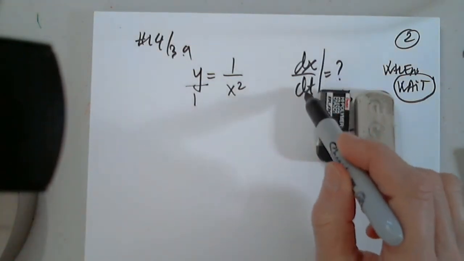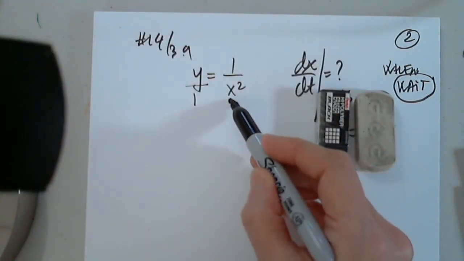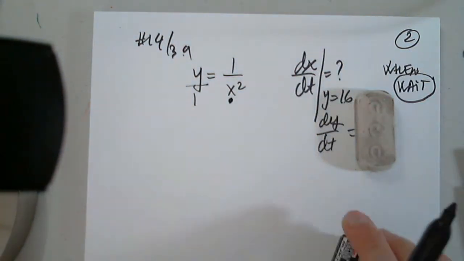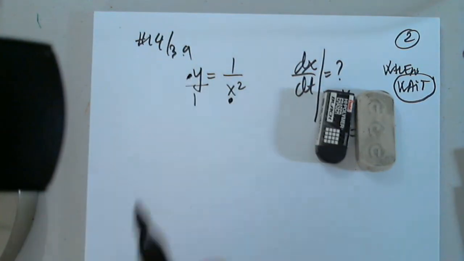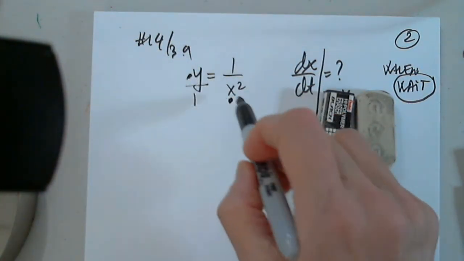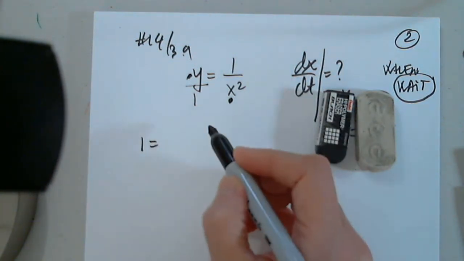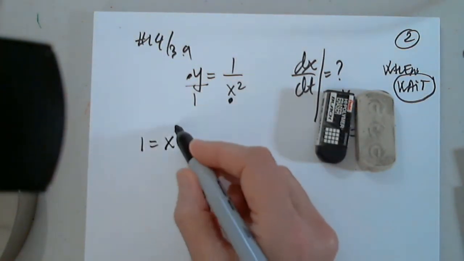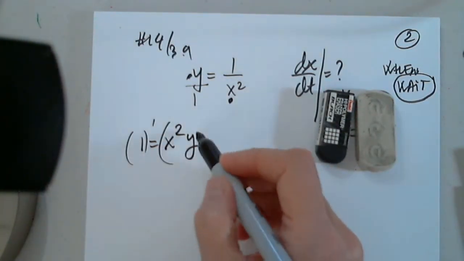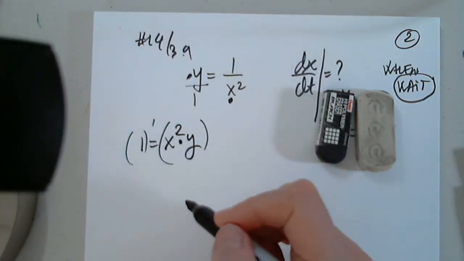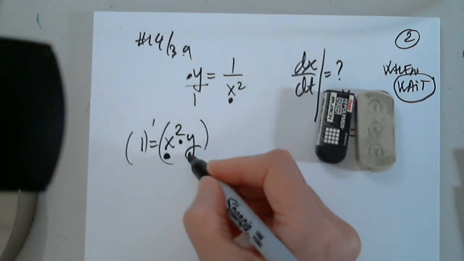Now, dx over dt tells me that x is a function of time, and dy over dt really means that y is also a function of time. So because it's a proportion, I'll cross multiply, and I get 1 equals x squared y. Now I will differentiate implicitly, keeping in mind that this is a product, and furthermore, these are functions of time.